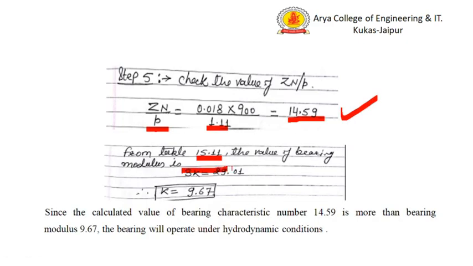So 3K from table 15.11 is 29.01, so K is equal to 9.67. This is the value of the bearing modulus, and for the bearing to operate in hydrodynamic condition, the bearing characteristic number must be greater than the bearing modulus. Our bearing characteristic number is 14.11 and the bearing modulus is 9.67. So this bearing will operate under the hydrodynamic condition.